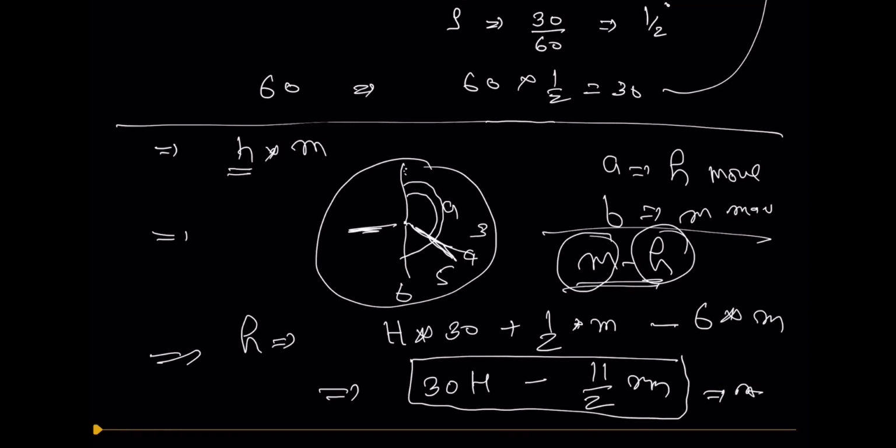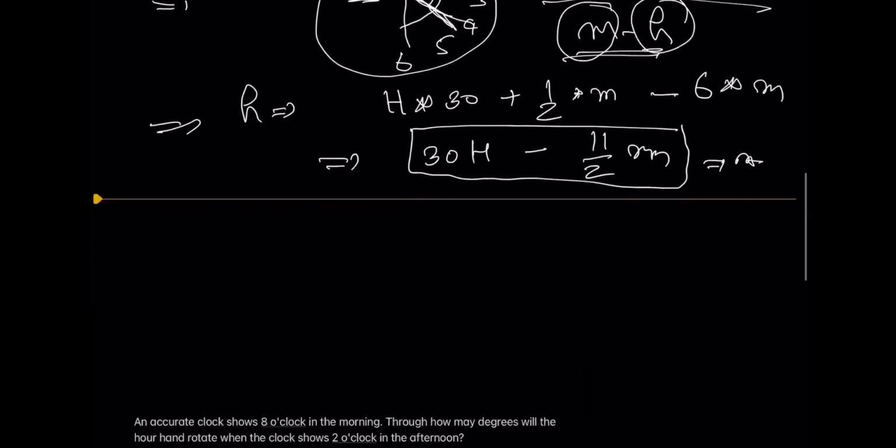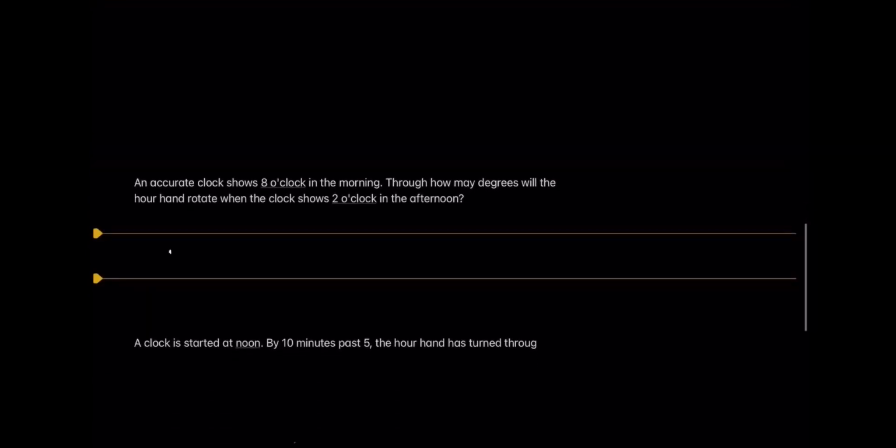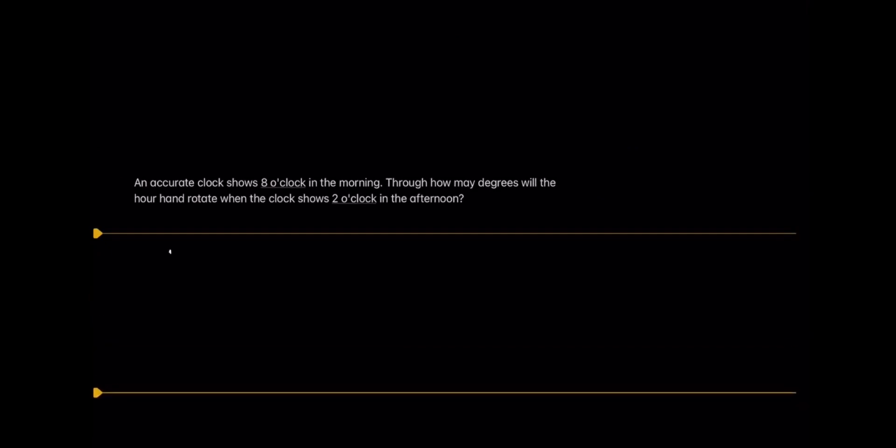So this is the simple formula to calculate the angle at any given time. We're going to use that also. Now let's go into the first problem. The accurate clock shows 8 o'clock in the morning. So we create a clock. This is 9, this is 8, this is 7, this is 6, this is 12, this is 1, this is 2, this is 3. In the morning, our clock is here.